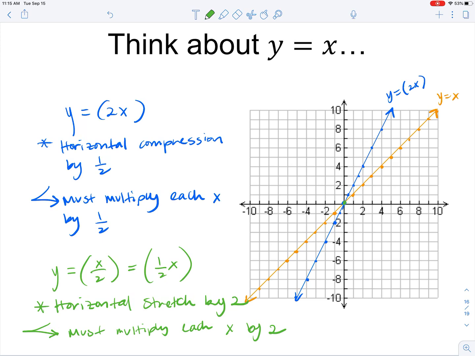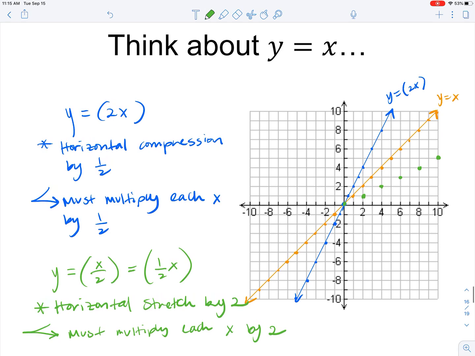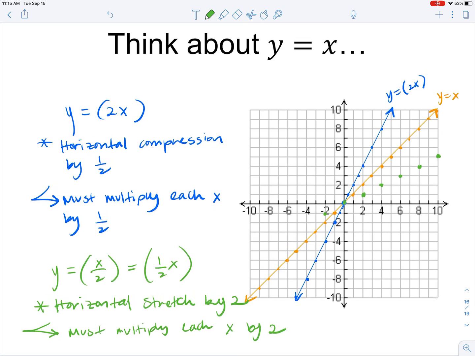So (0, 0) stays where it is. (1, 1) would end up at (2, 1). (2, 2) would end up at (4, 2). (3, 3) ends up at (6, 3). (4, 4) ends up at (8, 4). (5, 5) would end up at (10, 5). And then (-1, -1) would end up at (-2, -1). (-2, -2) would end up at (-4, -2). (-3, -3) ends up at (-6, -3). And so on.